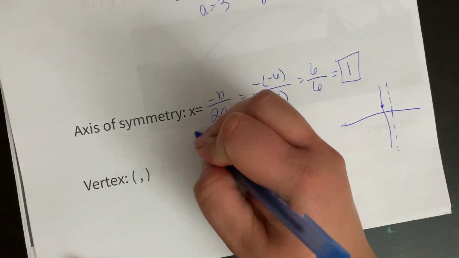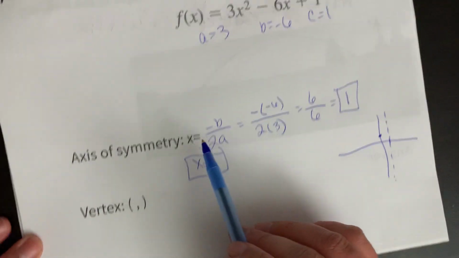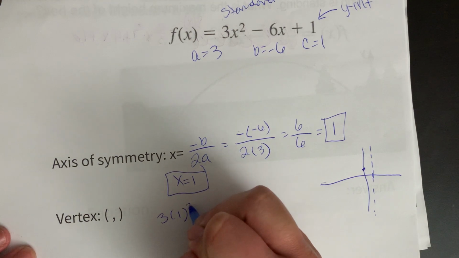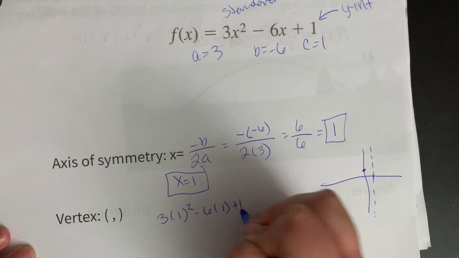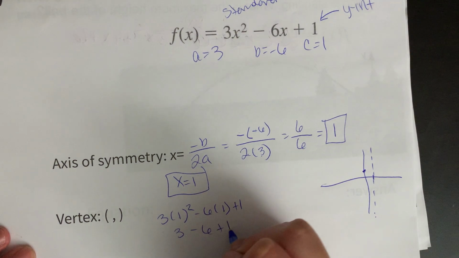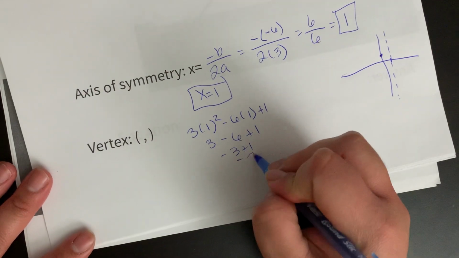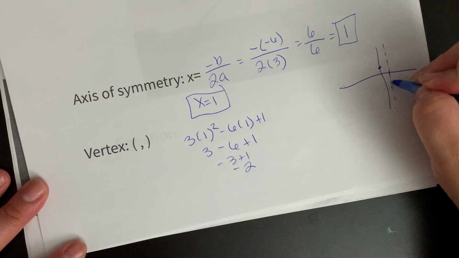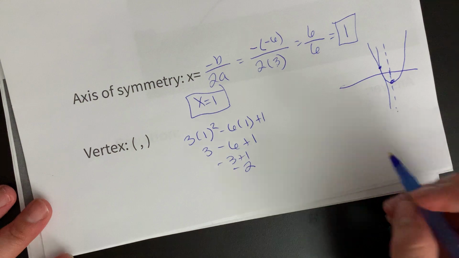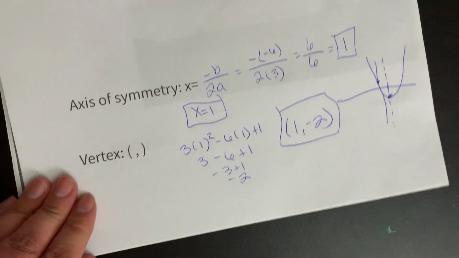Once you find your axis of symmetry, x equals 1 is my axis of symmetry. You just plug it back into the function to find your vertex, right? So you're going to have 3 times 1 squared minus 6 times 1 plus 1. So that's going to be 1 squared times 3. That's 3 minus 6 plus 1. 3 minus 6 is -3 plus 1. -3 plus 1 is -2. So at 1, -2 is my vertex, which means that my graph probably looks something like that. So my vertex is at 1, -2. Ta-da! There you go. Okay.